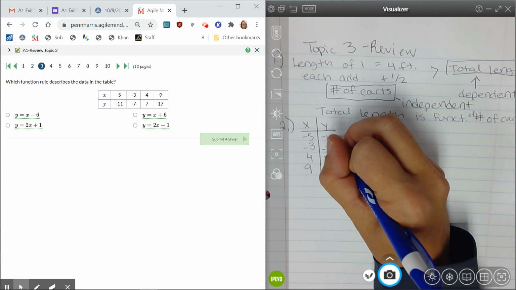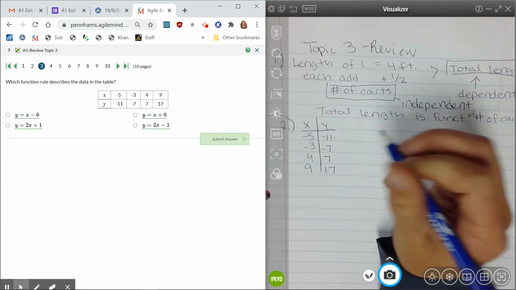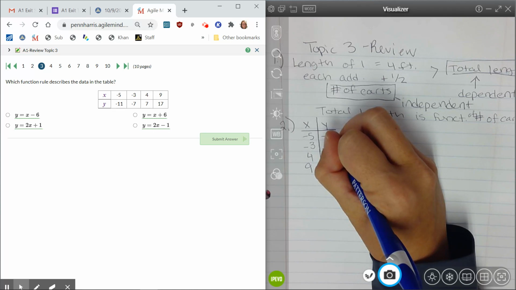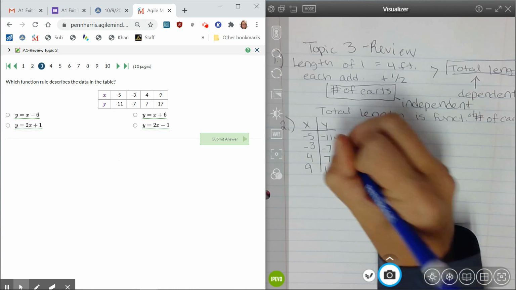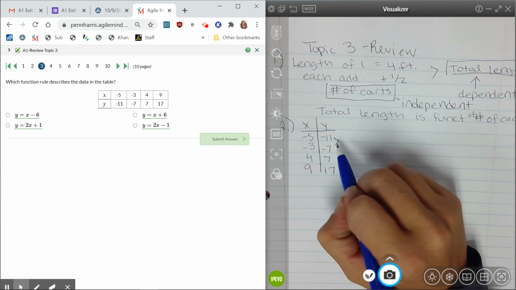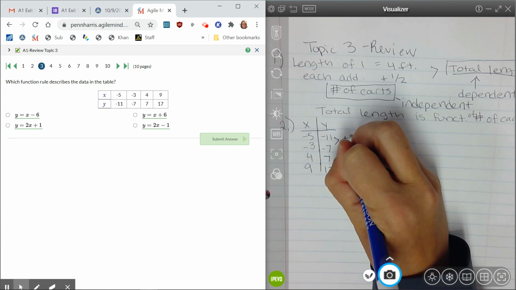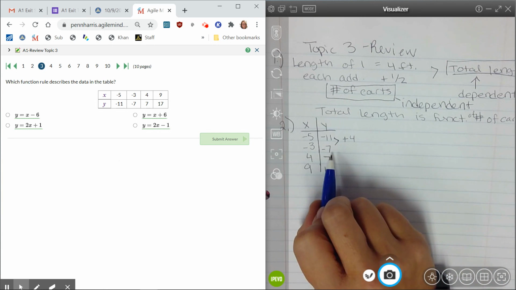I'm going to look for my change. We did this before, if you guys remember, either one topic ago or two topics ago. I think it was the last topic. We looked to make up our symbolic relationship. So from -11 to -7, we're actually adding 4. We're getting closer to 0 there.